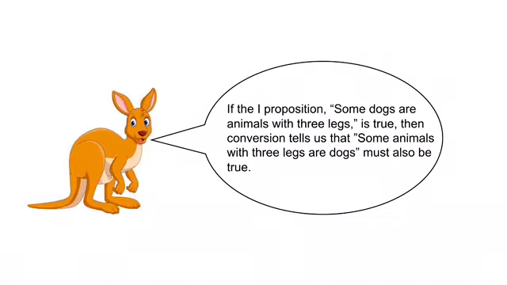If the I proposition, some dogs are animals with 3 legs, is true, then conversion tells us that some animals with 3 legs are dogs must also be true. Again, conversion is a pretty simple one. You're just switching the subject and the predicate.